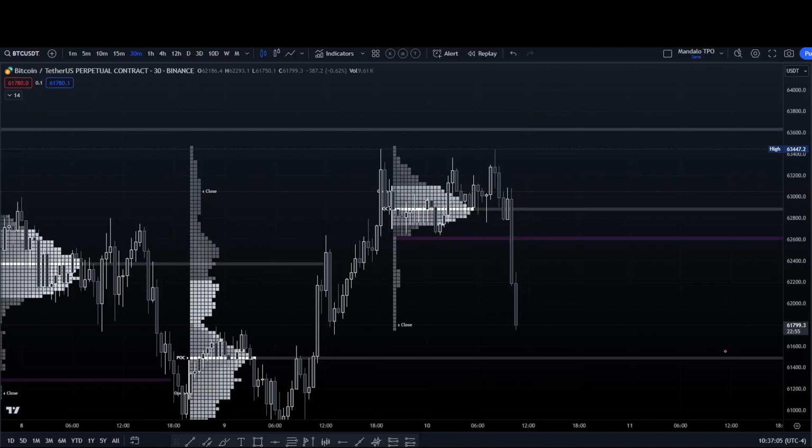Alright, so in my next video we're going to look at some more examples of highs and lows, using poor highs and poor lows, and other examples of high and low structures, and talk about more trade setups that focus on these levels.